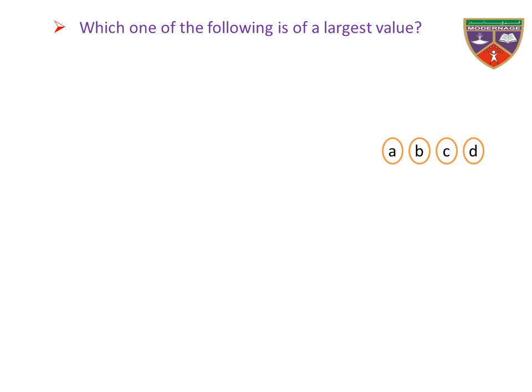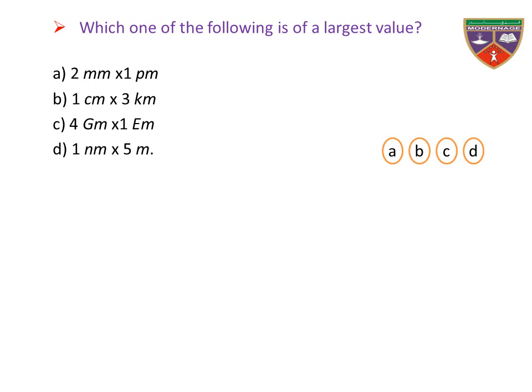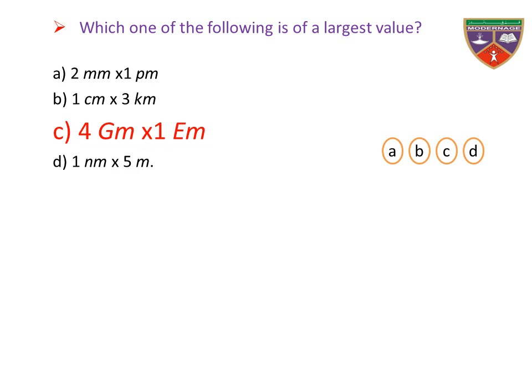Which one of the following is of a largest value? Options: 2 millimeter into 1 picometer, 1 centimeter into 3 kilometer, 4 gigameter into 1 hexameter, 1 nanometer into 5 meter. The key is 4 gigameter into 1 hexameter. Therefore, the option C is correct.